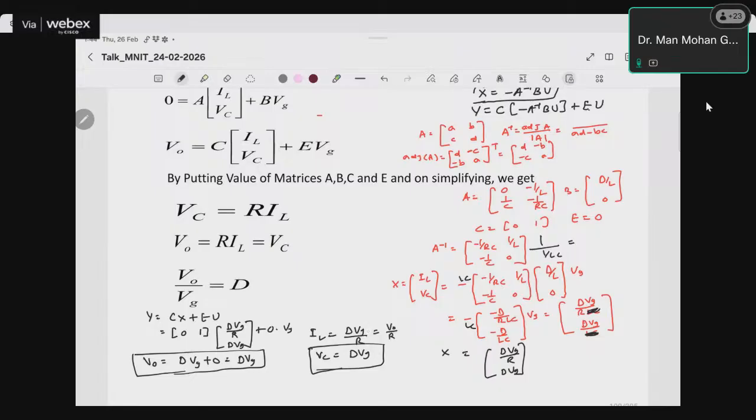So these are the things which we can get from here. We got the output voltage relation, we got the average inductor current, we got the average value of capacitor voltage. So it was done with the help of this steady state model. Any doubts so far? Please let me know.